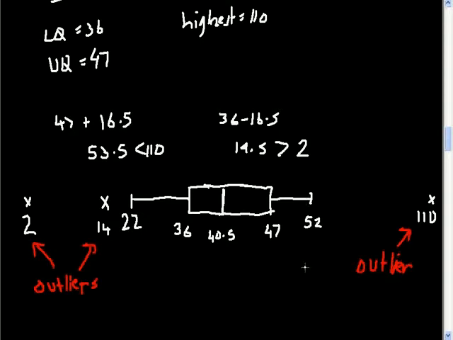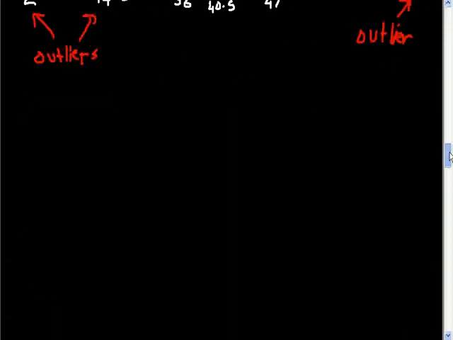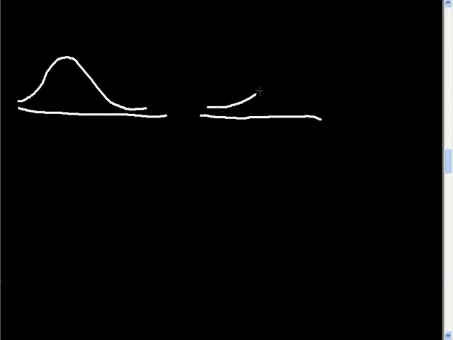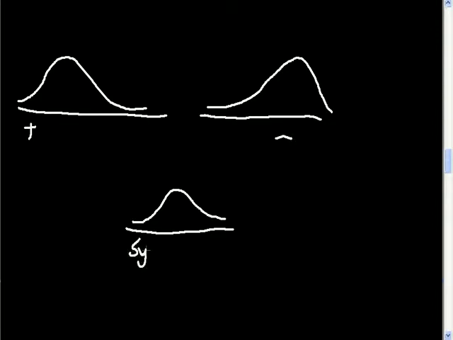Now we look at something called skew, the skewness of a data set. There are two types of skew, well, three actually. You can get positively skewed data, you can get negatively skewed data, or you can get symmetrical data, which is symmetrical about the center. So that's positively skewed, that's negatively skewed, and that's symmetrical.